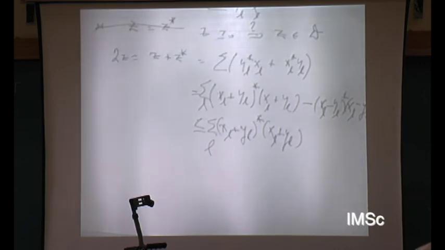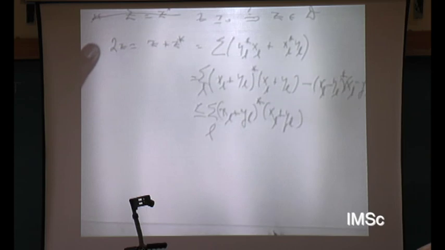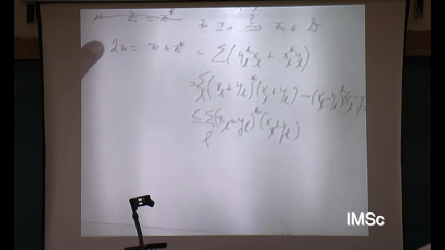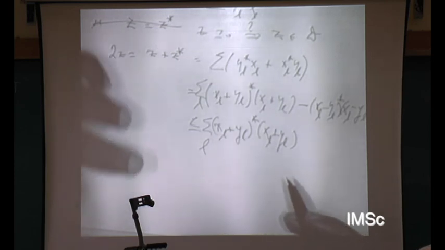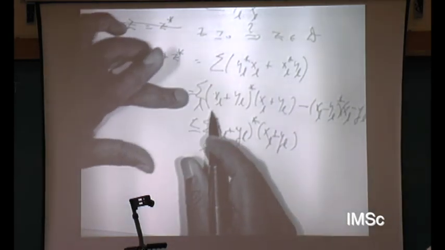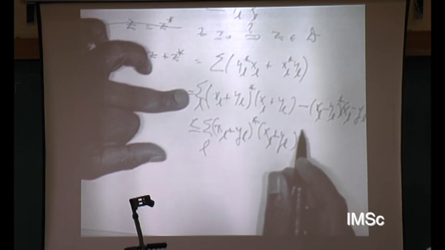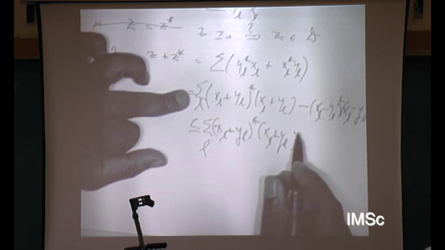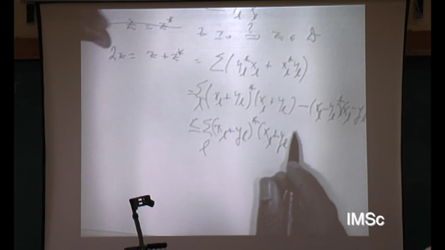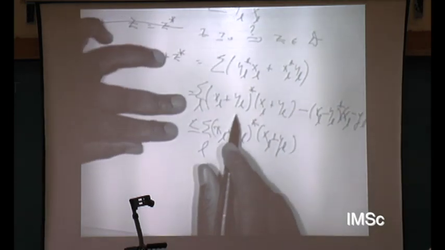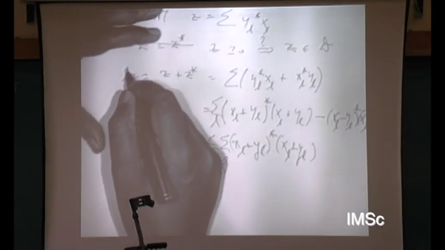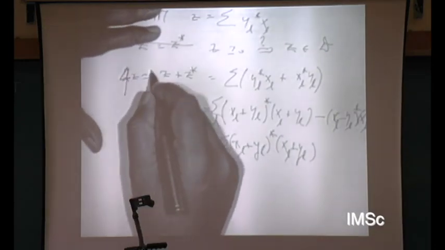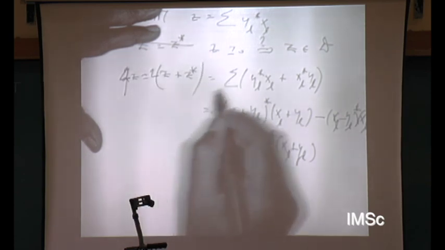One by two, one by two. I have 2Z outside here, no? Yes, one by two, two into cross terms. If you subtract, the cross term will come twice. Okay, so let me take 4Z equals twice Z plus Z star.